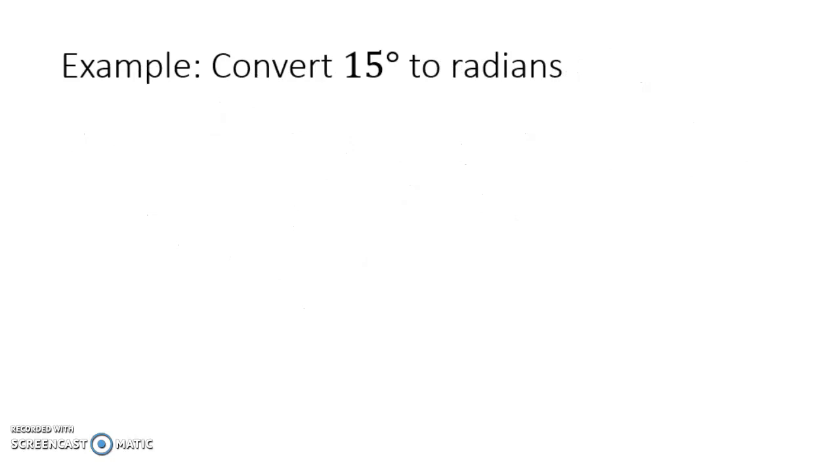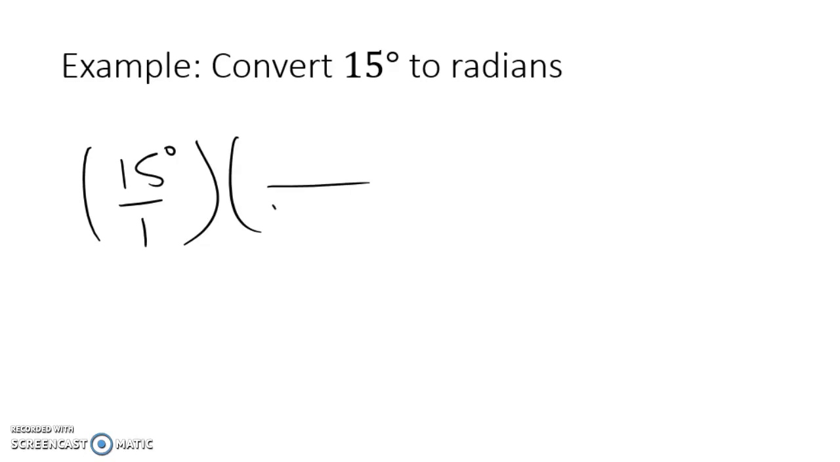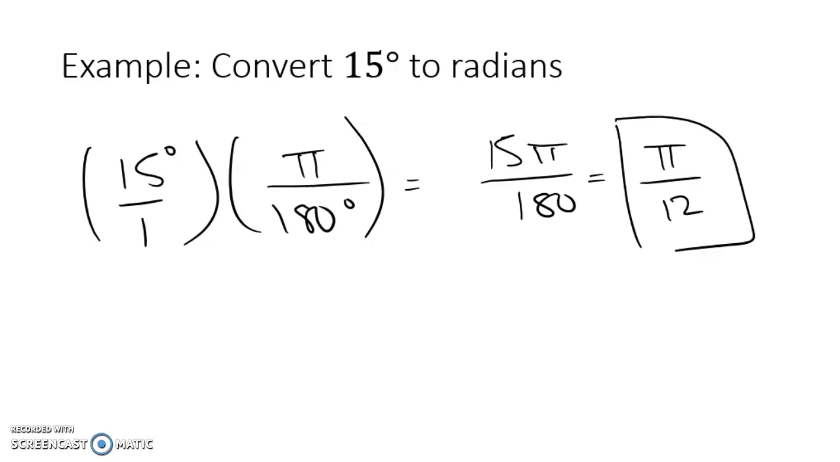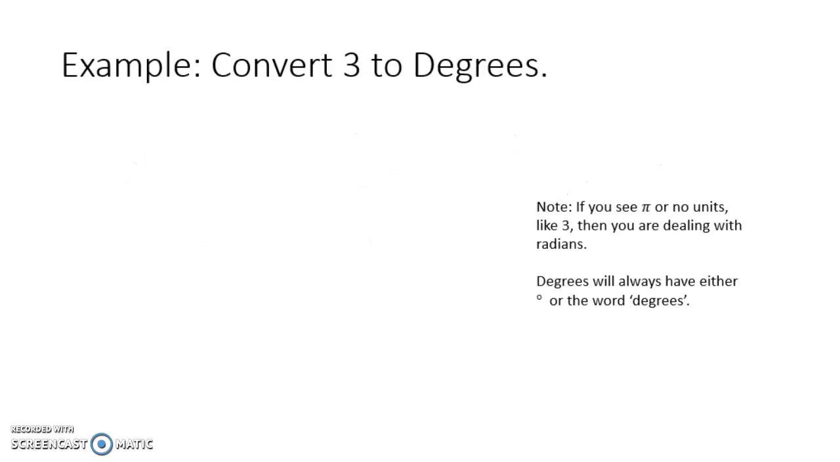Okay, now convert 15 to radians. So I've got 15, and I'm going to put this over 1. Now I have degrees on the top, I need degrees on the bottom, so 180 degrees, and then pi. That's going to cancel out the degrees, and I'll get 15 pi over 180. Now if I take a 15 out of both of these, this will be pi over 12, and that will be my final answer.